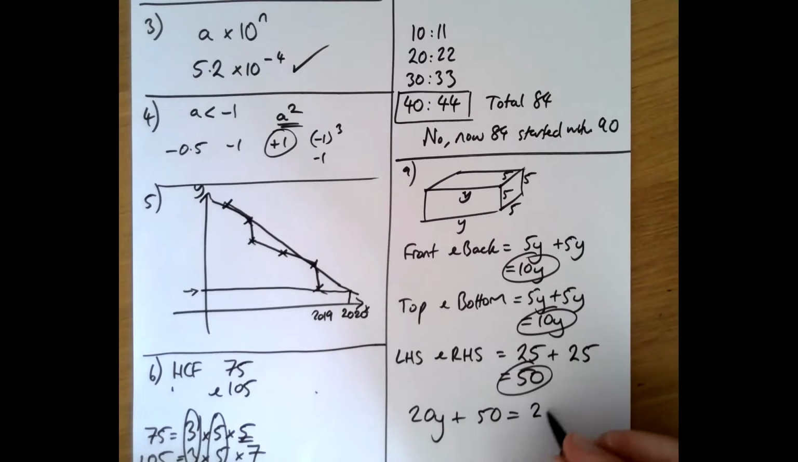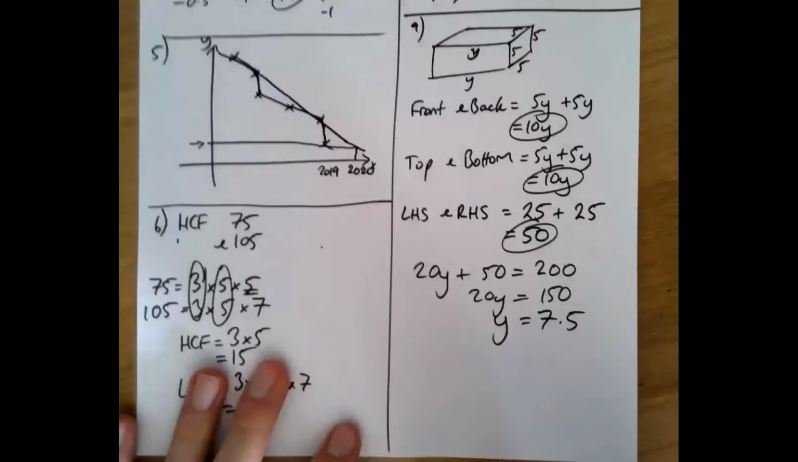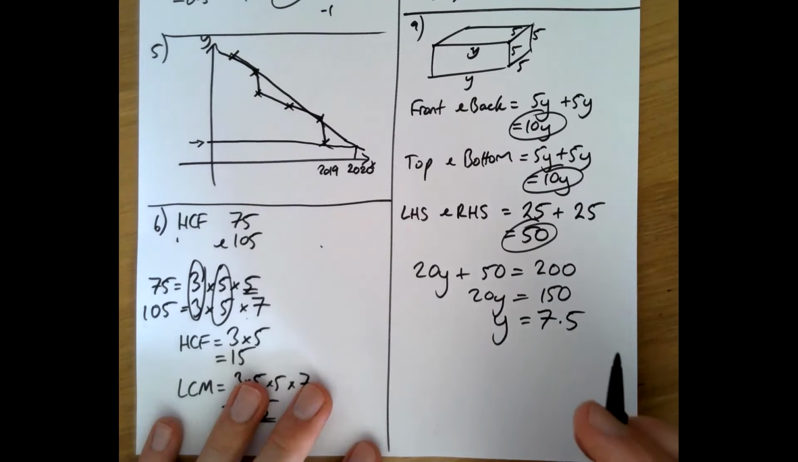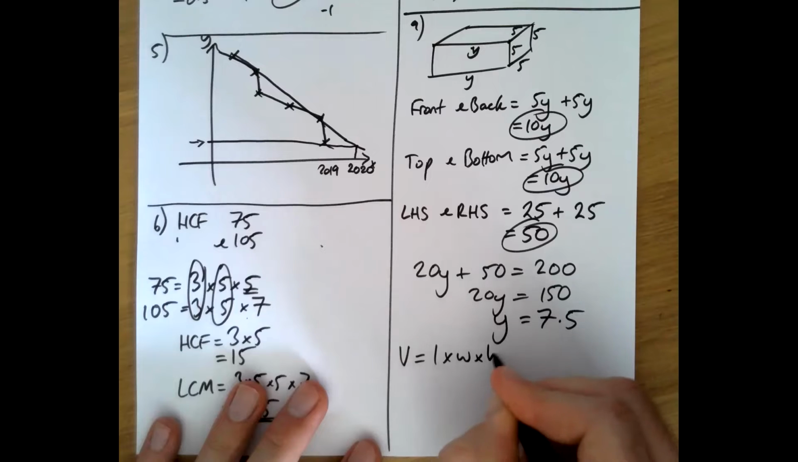So adding these up all together, we get 20y plus 50, and that gives me my total surface area of 200. So simplifying this, or just solving this equation, you get 150 divided by 20. Always type it into your calculator in a calculator exam. It's not cheating. You get y is equal to 7.5. Okay, but the question says work out the volume of the cuboid, and the volume of a cuboid is just length times the width times the height.